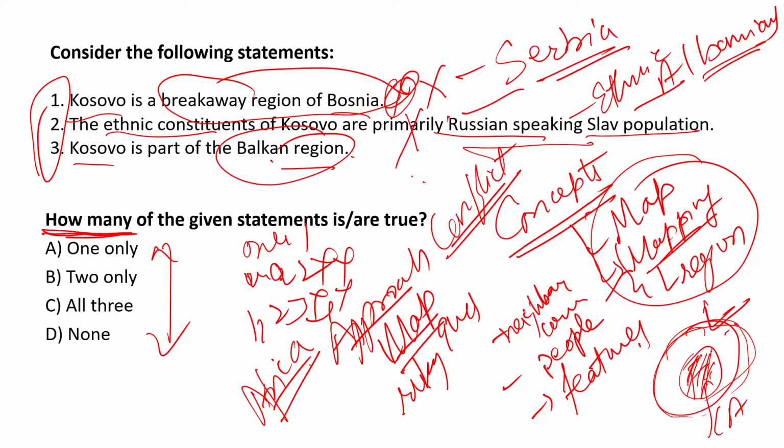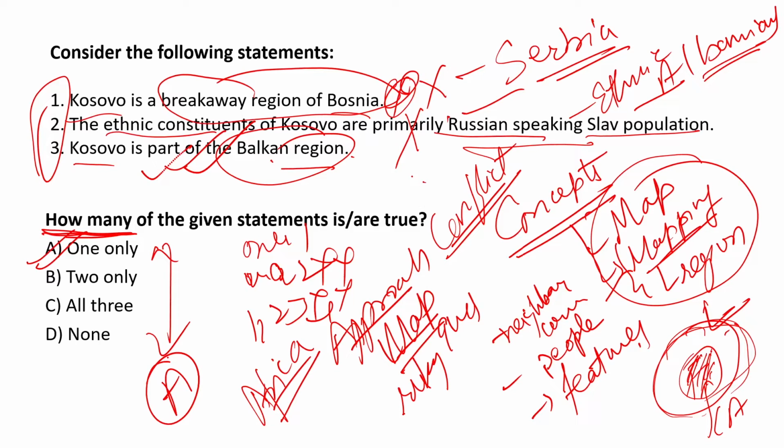Third, Kosovo is a part of the Balkan region. If you look at this particular statement, Kosovo is a part of the Balkan region. Kosovo lies landlocked in the center of the Balkans. So this statement is correct. This statement is correct. So out of the 3, right, the first statement is correct. Therefore, the answer to this question would be option A. Option A.